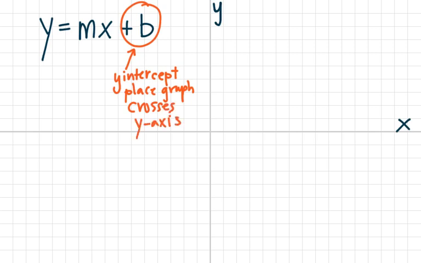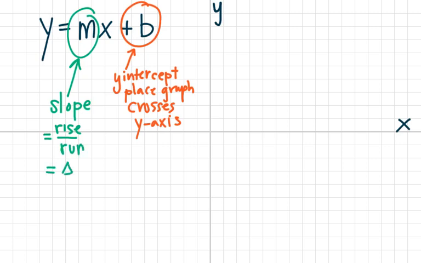Okay, the m is what we call the slope. And the slope is how steep is the graph. Like if you thought of it as a mountain, does it go up? Does it go down? Is it flat? Is it steep? We write it as the rise over the run, which means how much did you go up or down, and then how much did you go left and right between points.